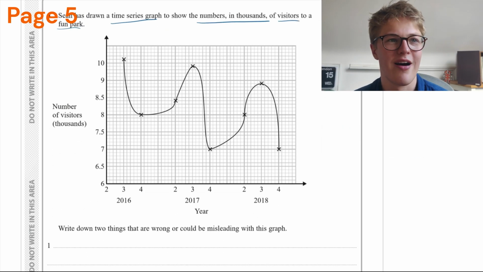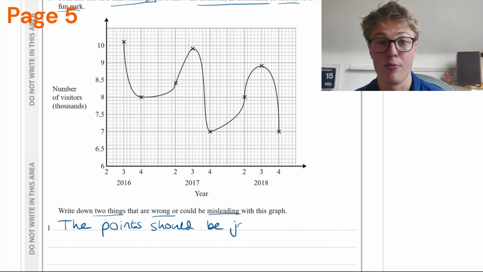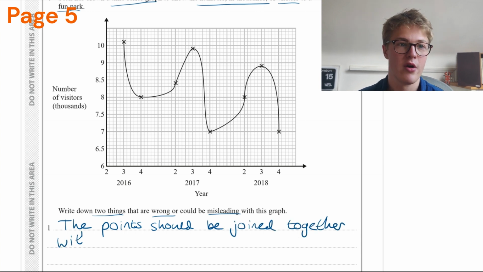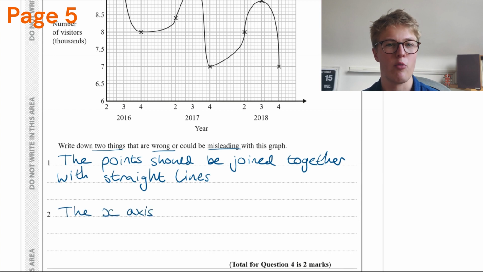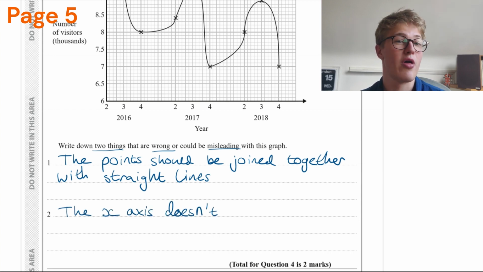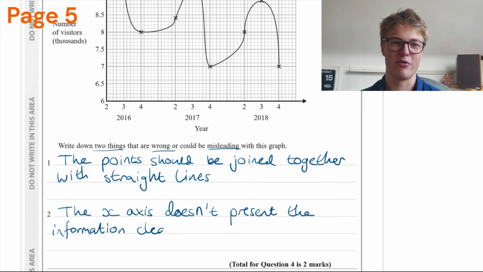Sean has drawn a time series graph to show the numbers in thousands of visitors to a fun park. Write down 2 things that are wrong or could be misleading with this graph. So, there's always going to be more than 2 things available for these kinds of questions, so just see what comes most obviously to you. The 2 that I came up with were the points should be joined together with straight lines and the x-axis doesn't clearly present the information.